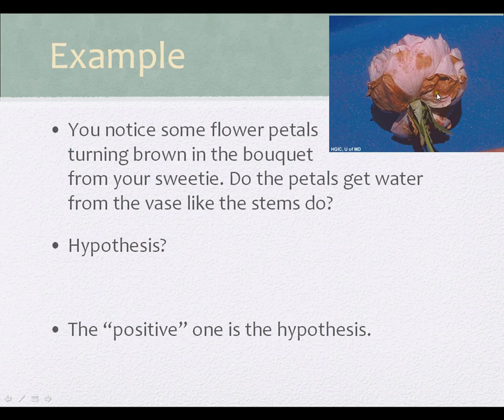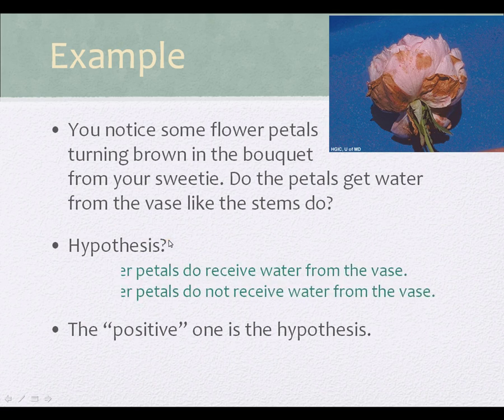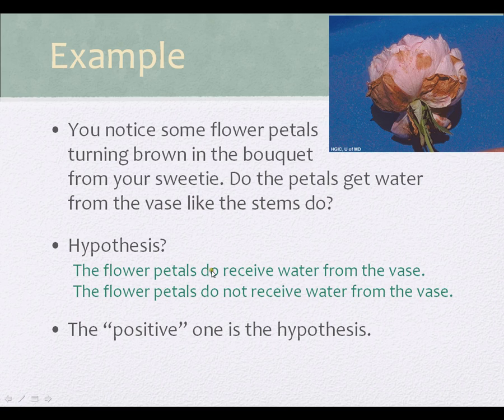Here's an example. You notice some flower petals turning brown in the bouquet from your sweetheart. Do the petals get water from the vase like the stems do? So, what is your hypothesis? Your hypothesis is either that the flower petals do receive water from the vase or that the flower petals do not receive water from the vase. One is kind of positive in its nature. We don't include the not, so that's the one you go with. All right?